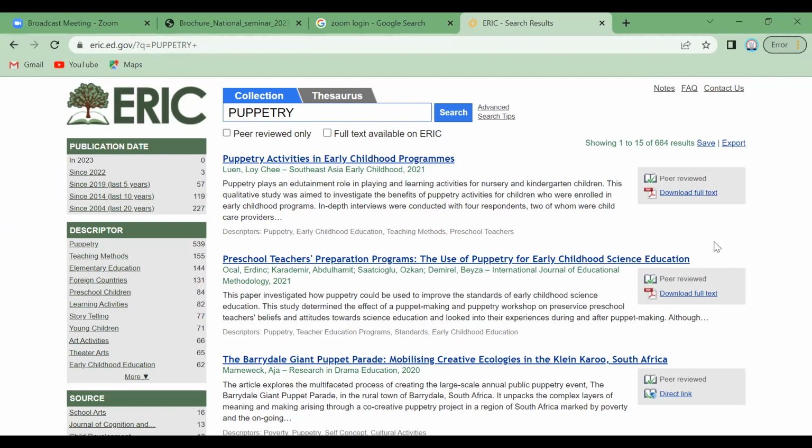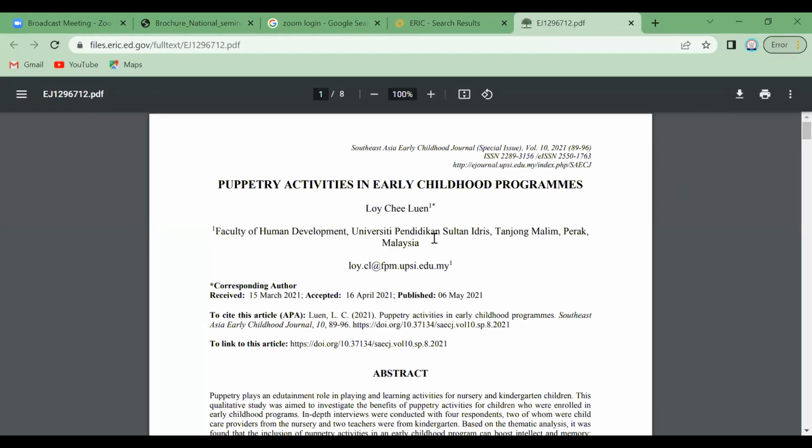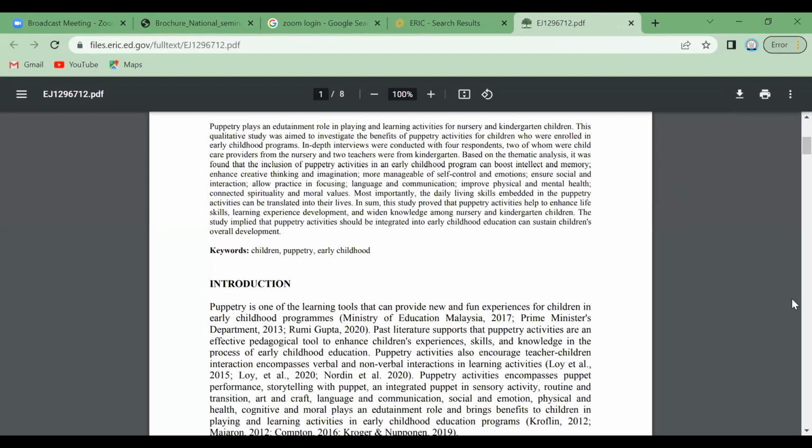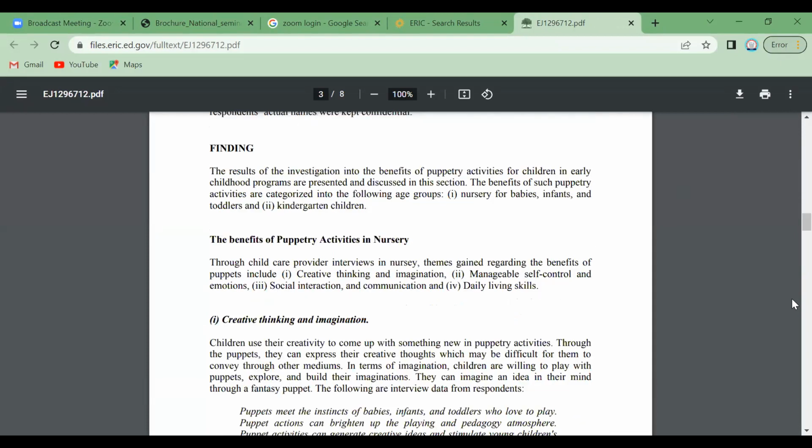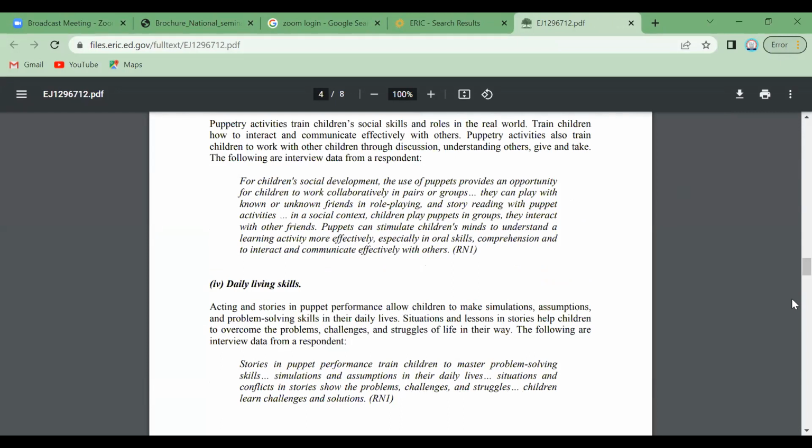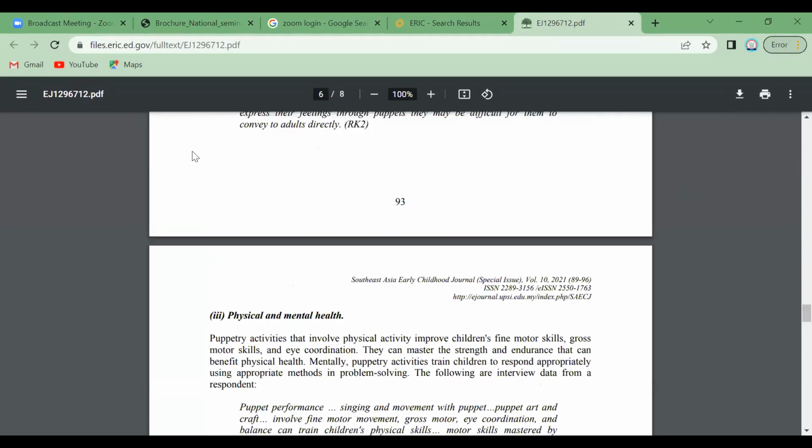So this is one of the very, very good sources. This can be taken as a reference, and you can try to implement it as per the Indian situation. If you are a kindergarten teacher and want to do something new for your students, you can implement this puppetry activity in schools. Full text will be available. Only thing, as I said, don't plagiarize, don't copy. Use it in your own words, and refer. You get the methodology and what they are doing. This is one source.